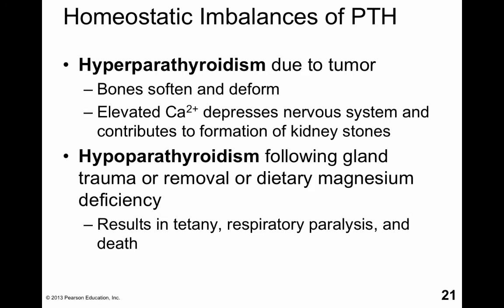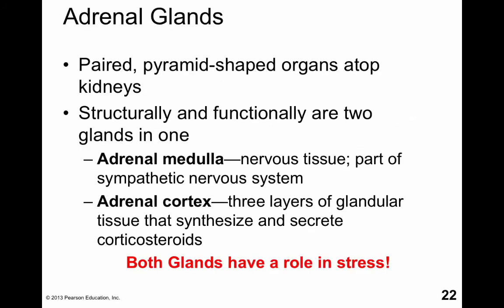Hypoparathyroidism normally happens whenever you damage the gland, or you remove some part of the gland, or you have a reduction in dietary magnesium. And this can really result in tetany, which is the constant muscle contractions or activations of contractions, respiratory paralysis, and death. So calcium levels are very, very important to be maintained in both your body and in levels just in your blood and in your bones.